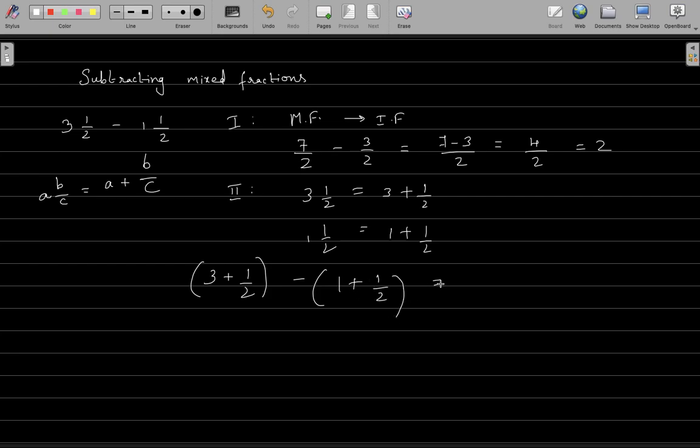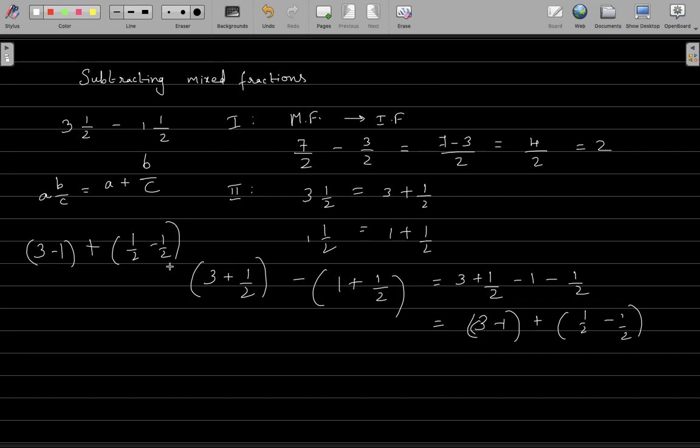What will this give you when I open these brackets? 3 plus 1 by 2 minus 1, minus times plus is minus, this will be minus 1 by 2. Or I can simply write 3 minus 1 plus 1 by 2 minus 1 by 2. To keep it simple, whenever you have mixed fractions, we directly write the whole numbers first, subtract the whole numbers, plus subtract the fractions, half minus half, right? That is 3 minus 1 plus half minus half.